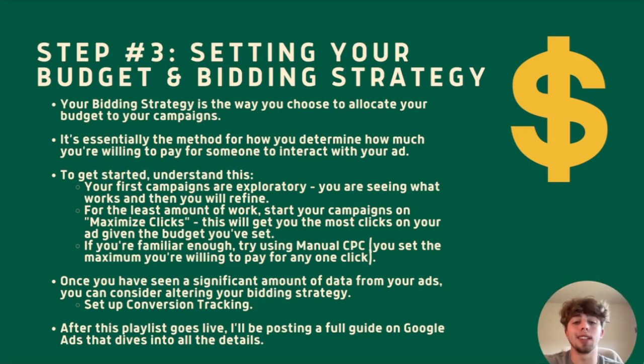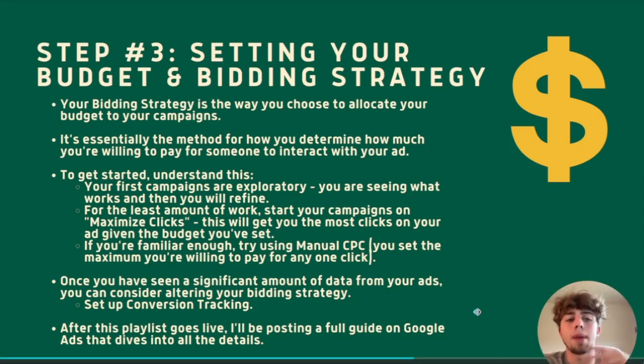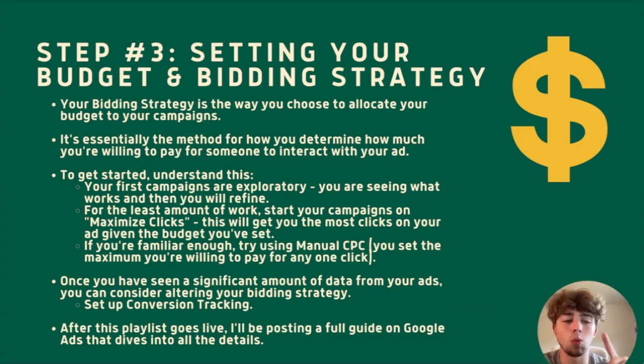So if you're familiar enough with Google Ads, you could try using manual CPC, which is where you set the maximum amount that you're willing to pay for any one click. I recommend using maximize clicks. Google will do the work for you in getting people to click on your ads, and overall, it will make your performance better at the start of your ad campaign.